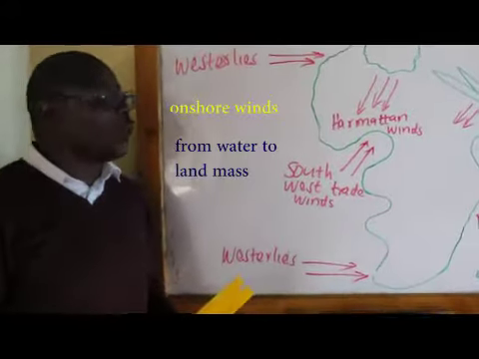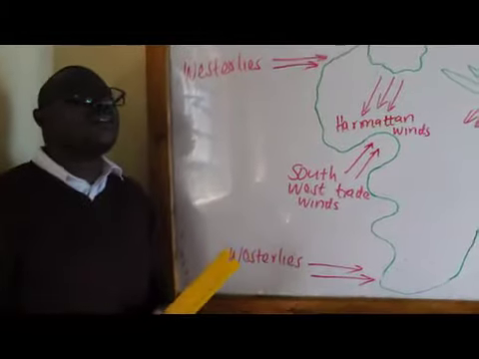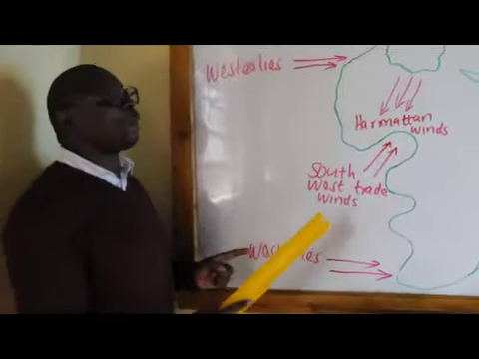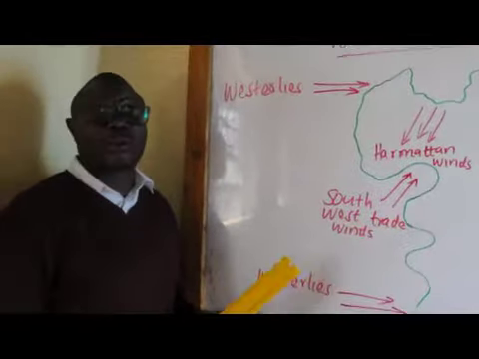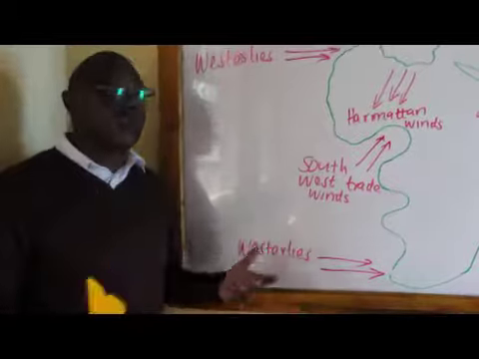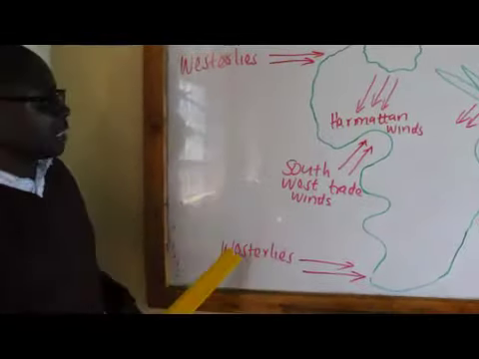That is onshore winds. We have offshore winds. Offshore winds are winds that blow from a landmass to a water body or from a landmass to another land. So these winds do not cause rainfall because they do not carry moisture with them. So that is about westerlies winds.